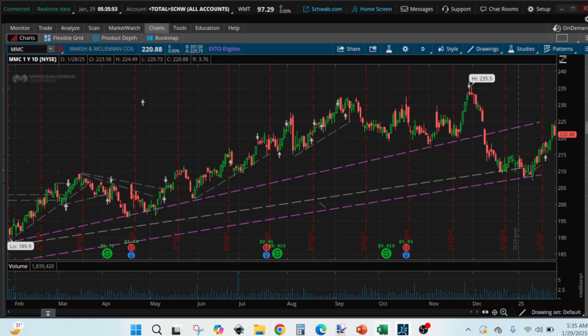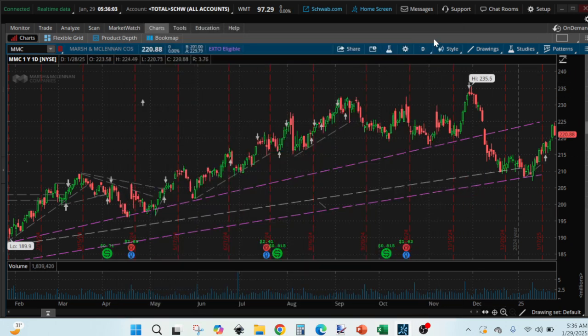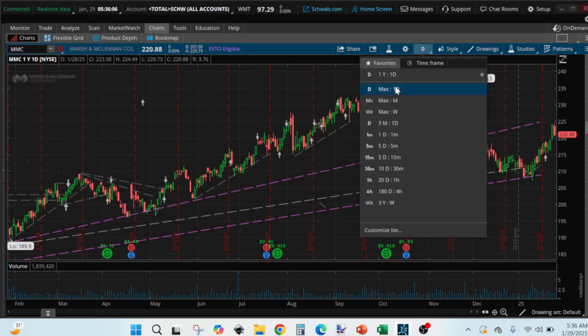So the next one is MRVL. And the good news with this is it gives you multiple entry points. It's kind of flexible. Yes, it's a little bit far from the trend line. It pulled back yesterday. If it starts going up today, it could still be an entry point, even though it's a little far from here, but it has a long way to go. Does that make sense?